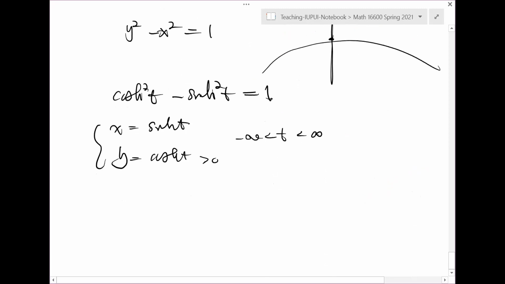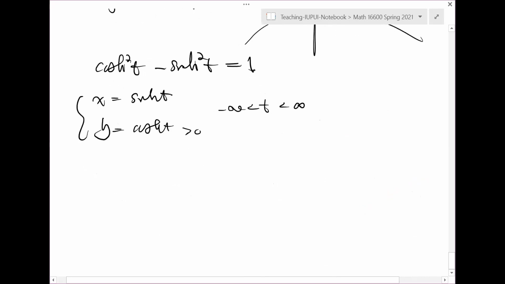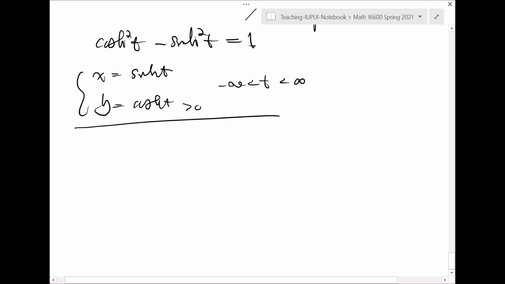Now, I'll give you an example of why we are interested in parametrization, parametric equations. For example, if we use parametric equations, you may be able to simplify the computation when trying to find the length, for example, the circumference. Right? Find the length of the curve.